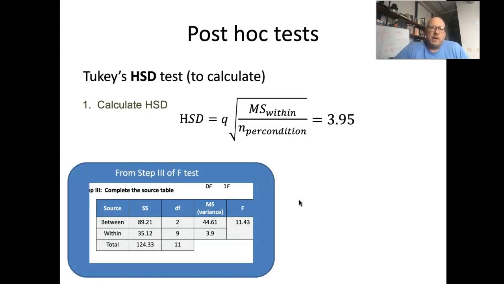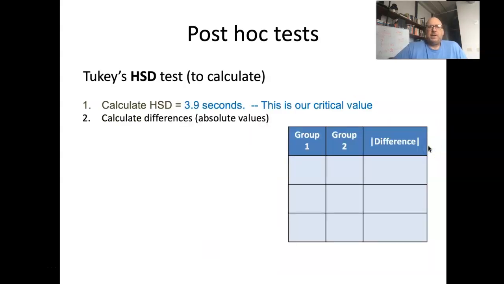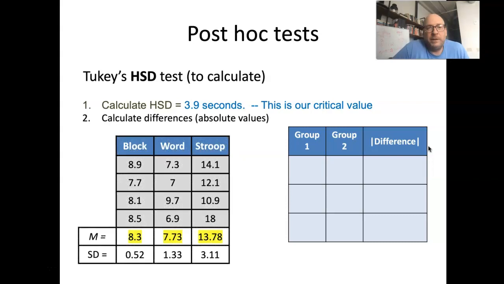I'm going to go to the source table. We need the mean squared within, which is 3.9. And the n per condition, I had 4 people in each condition. Remember, there's 12 overall, 3 conditions with 4 each, so that's 4. So when I run that, I got 3.9 as my HSD. Okay, so HSD is 3.9 seconds. That's our critical value. What that means is we have to have a difference between 2 groups of 3.9 seconds for us to say they're significantly different.